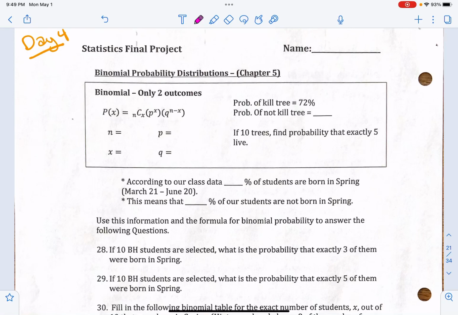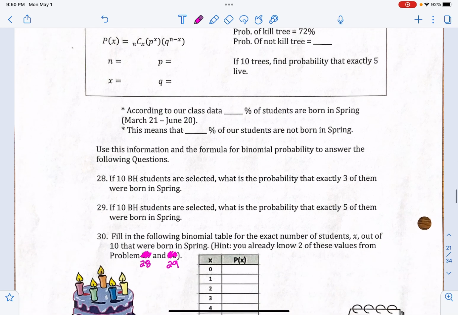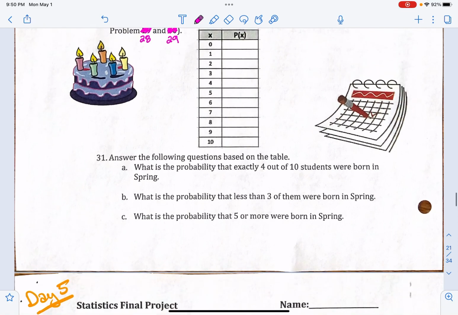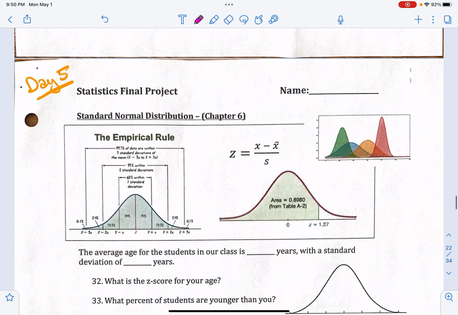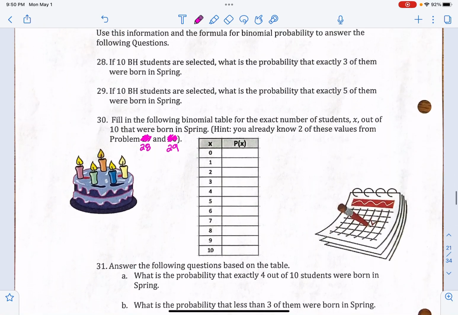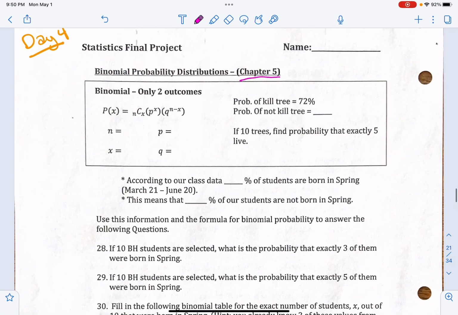Okay, stats, we're on day 4. This is going to be just all of chapter 5, binomial probability. It's just this first one page. We'll do day 5 tomorrow, chapter 6. So just one page today. I'm going to go through this top box here and use an example, and then I'll let you do the rest on your own.